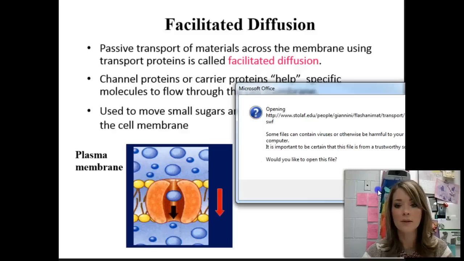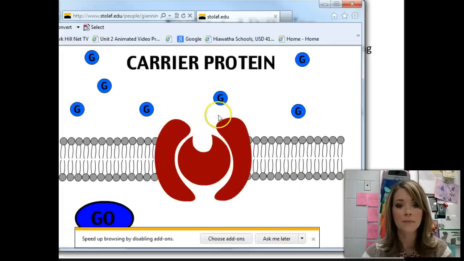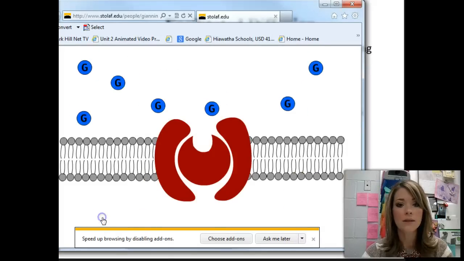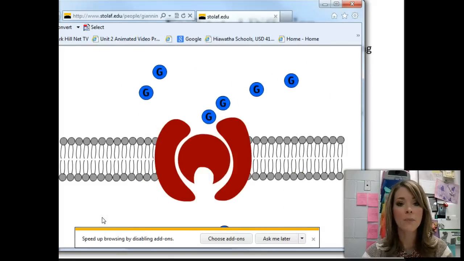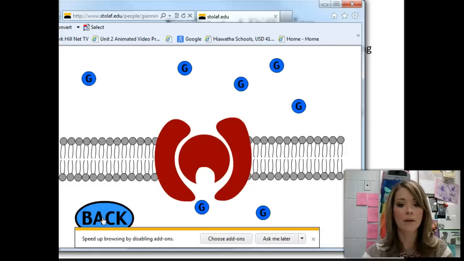Let's see if we can get this to work. So this is going to show us a carrier protein. And a carrier protein, here we go, is going to help the particular protein move through the cell membrane.